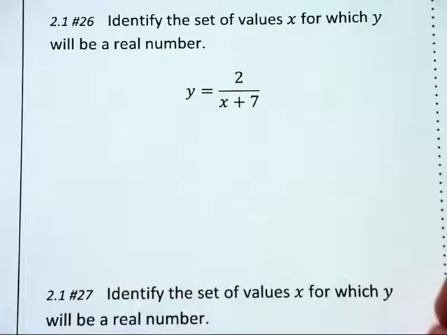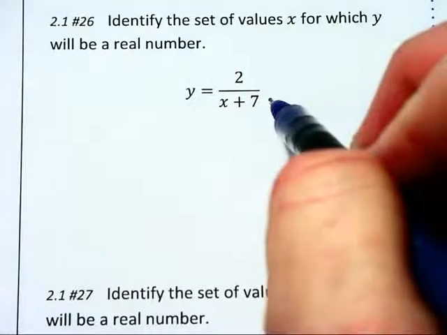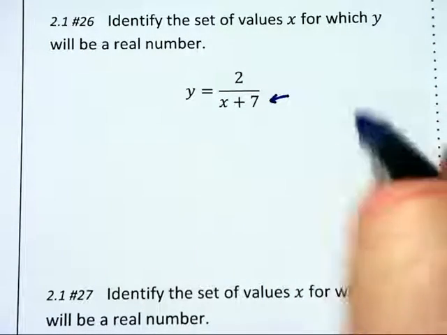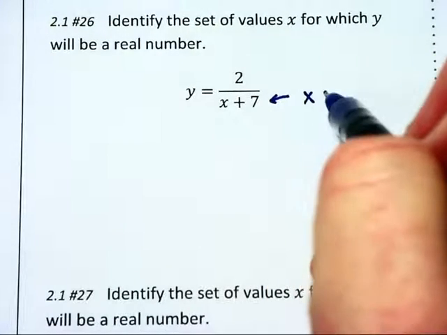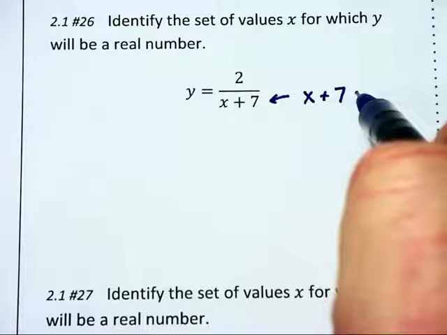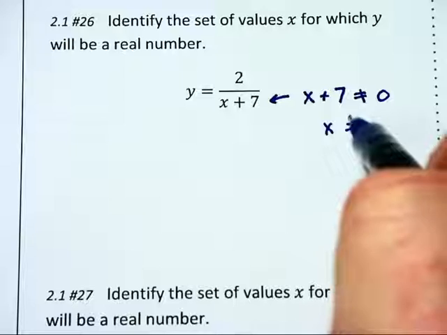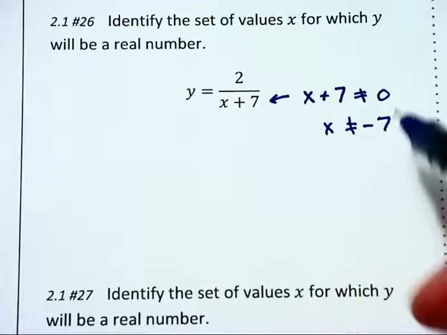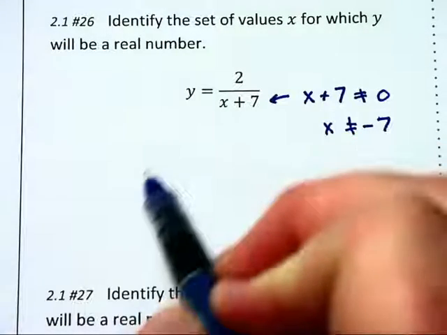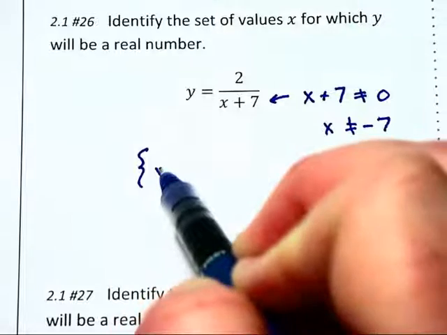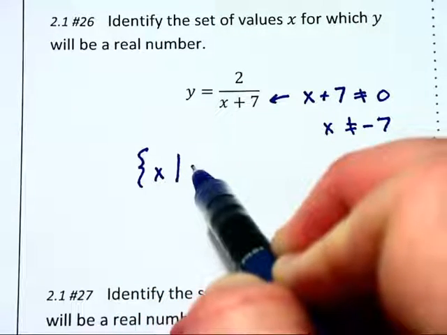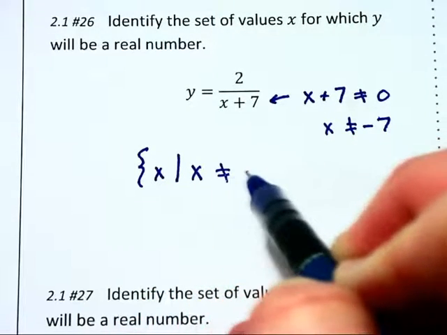Identify the set of values x for which y will be a real number. This is another way of asking what's the domain of the problem. We know that x plus 7 down in the denominator is not allowed to equal 0, and therefore x is not allowed to be negative 7. So the domain is going to be the set of all values x such that x is not equal to negative 7.